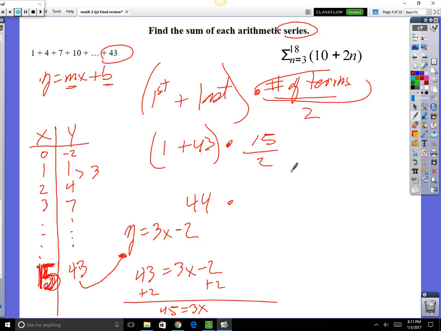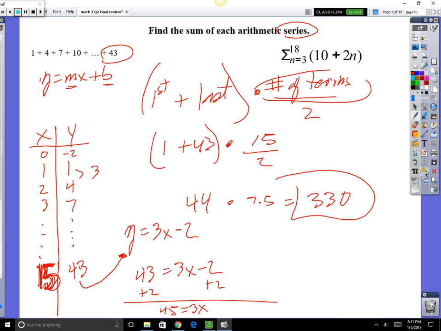Divide that by 2. It doesn't divide by 2. It's like 7.5. So we're going to do 44 times 7.5, and that is equal to 330. So if I add all those up, it should give me 330.